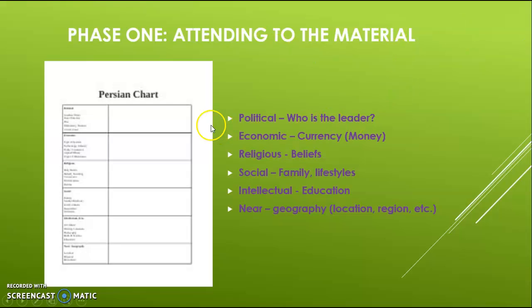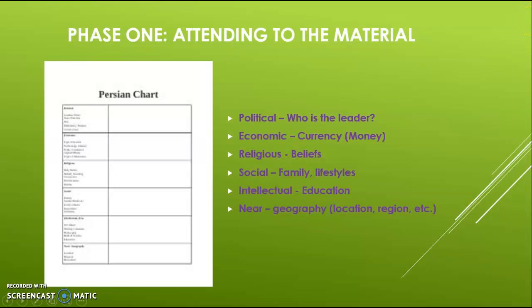And so PERSIA stands for political, economic, religious, social, intellectual, and area. So political is basically about who controls the civilization, who's the leader. Economic is the currency, like money. Do they pay by money, or what other currency do they purchase the item for?